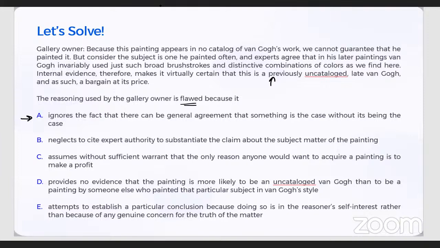But does the gallery owner ignore this fact? No, the gallery owner does not ignore this fact. In fact, the gallery owner mentions expert agreement about the brush strokes and style of the painting, but he doesn't say that the conclusion is solely based on their agreement. He's also using other evidence like subject matter and internal features of the painting to support the claim. When you ignore something, it means you're completely overlooking something, but the gallery owner is clearly considering the agreement.